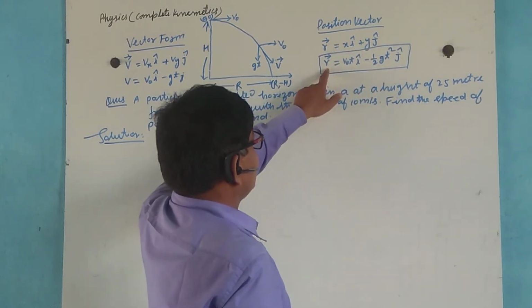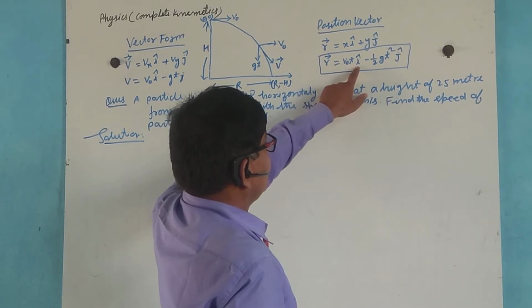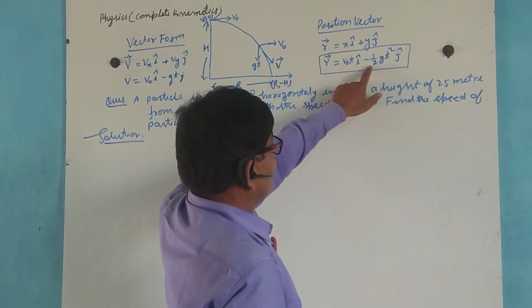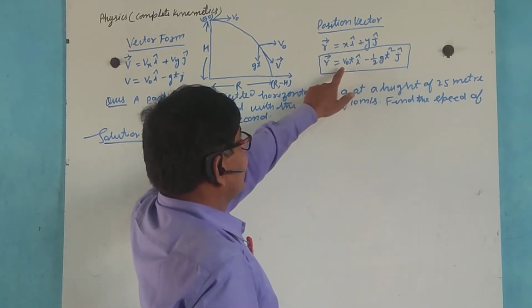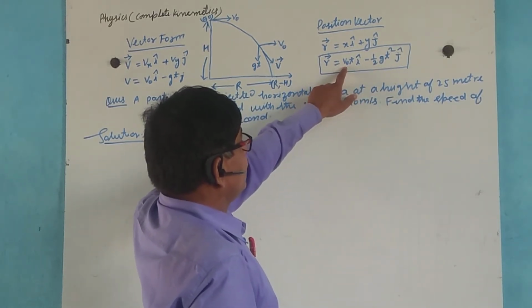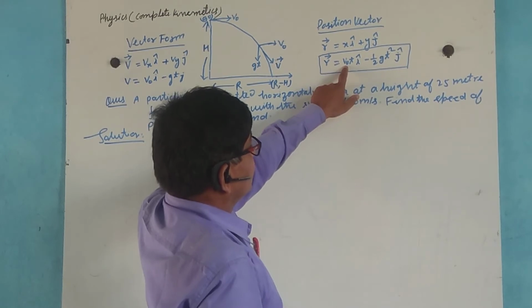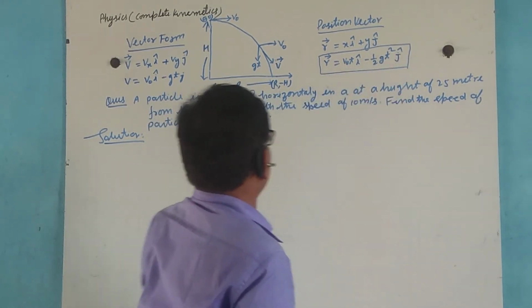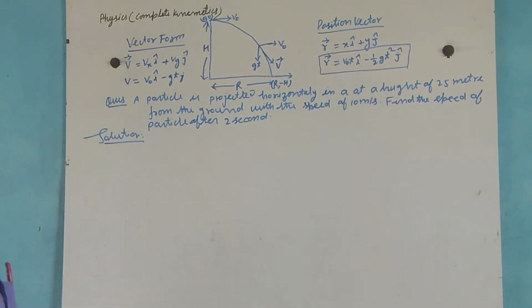Now the position vector can be written as r equals x i cap plus y j cap. This can be written as ut minus half gt square, with u being v0 along the x-axis: v0 t i cap minus half gt square j cap. Now here we take the problem.